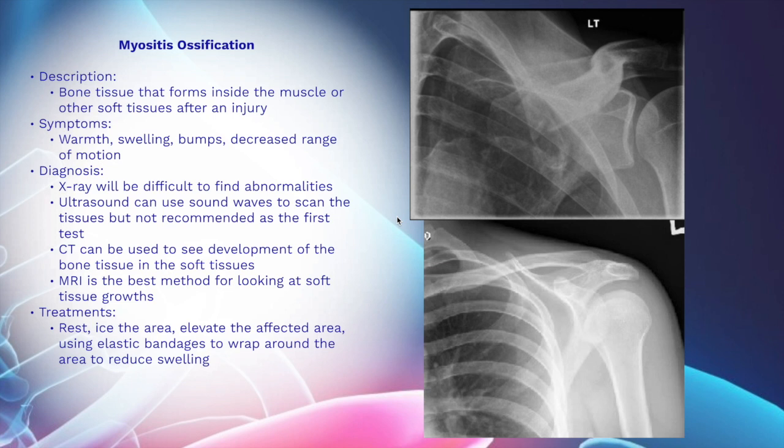Some of the treatments for this pathology can be to rest, icing the area, elevating the affected area, using elastic bandages to wrap around the area to reduce the swelling. And here you can see on the top right corner the myositis ossification. And in the bottom, of course, is the normal clavicle.